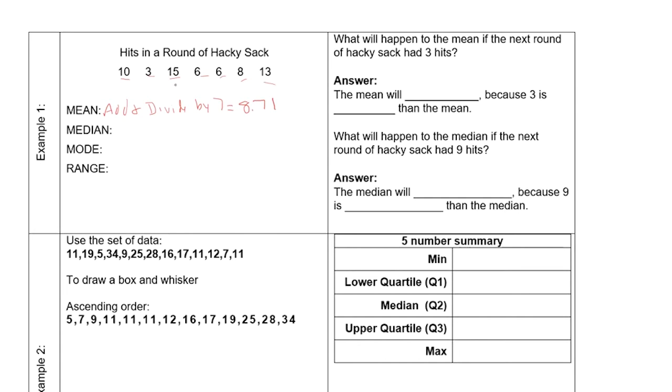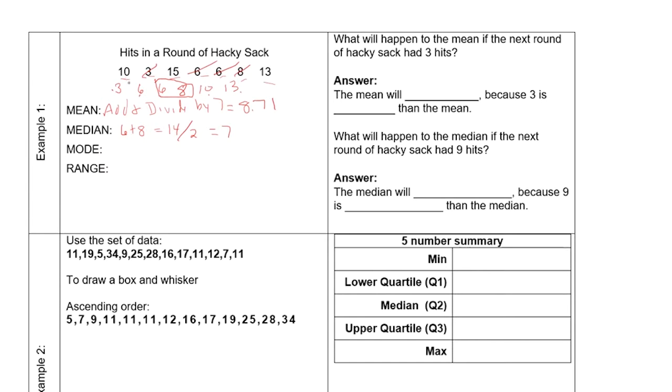Our median, so we need to order these from least to greatest, from smallest to largest. So our smallest is 3, and then we have 2 6s, and then we have an 8, a 10, and then a 13. So we find the number in the middle. So we have 2 numbers in the middle. So we're going to add those together. 6 plus 8 equals 14. And then we're going to divide by 2, which is 7. So now our median is 7.